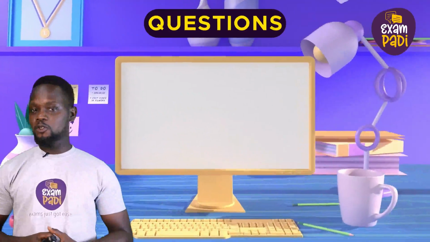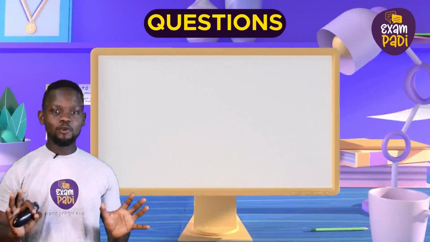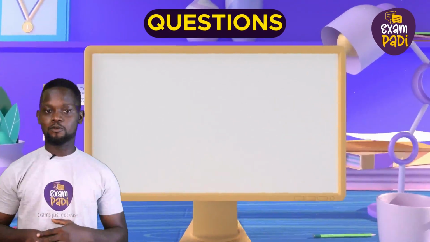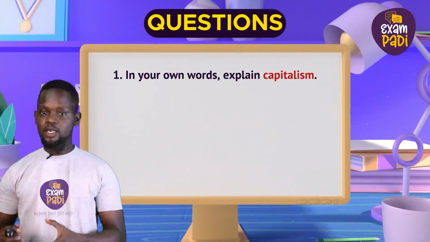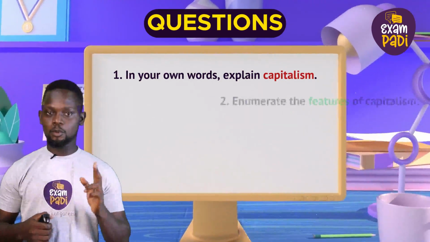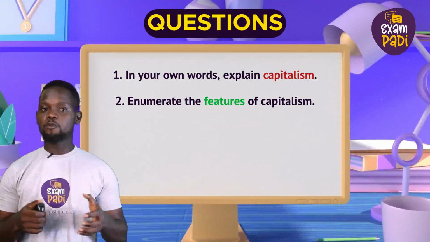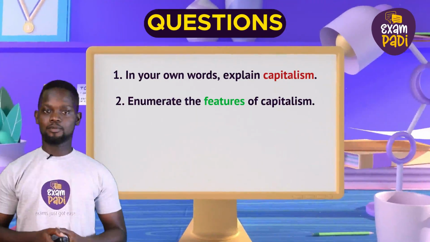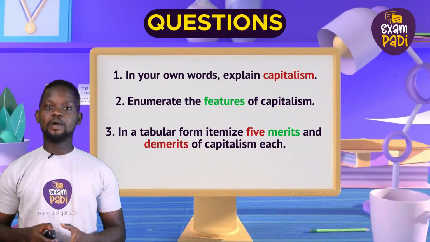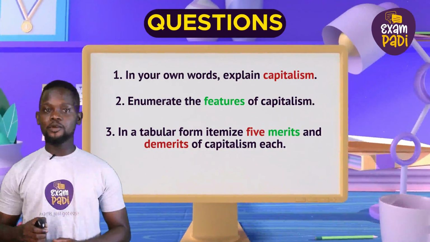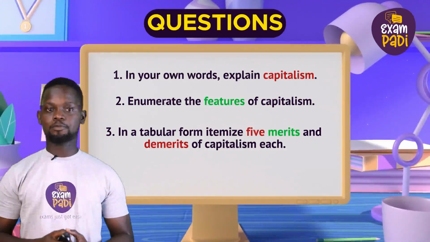We have come to the end of today's lesson. Answer the following questions to assess yourself. Number 1. In your own words, explain capitalism. Number 2. Enumerate the features of capitalism. And number 3. In a tabular form, itemize 5 merits and demerits of capitalism each.